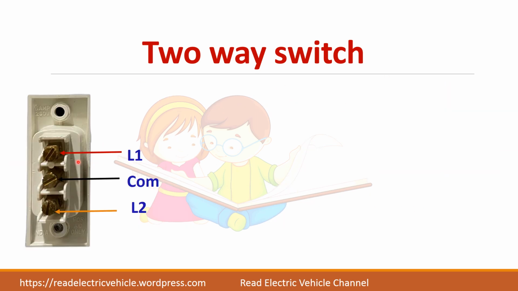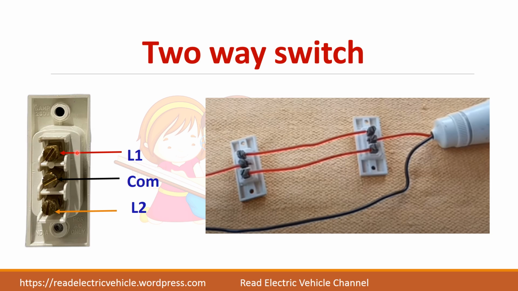So the two-way switch we saw has 3 terminals. So practically, take two two-way switches, connect L1 together, L2 together, for one common point you give the input supply, and from the other common point you take the wire to the load. So neutral you can connect directly to the load. So this is a very simple method to do the staircase wiring or control a single lamp or a fan from two different positions.